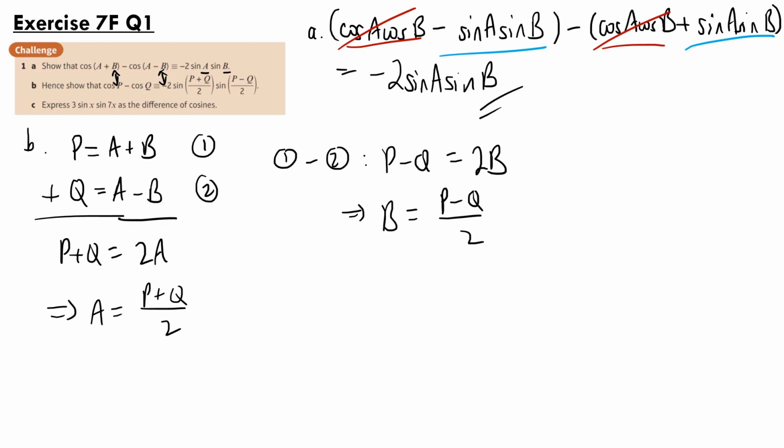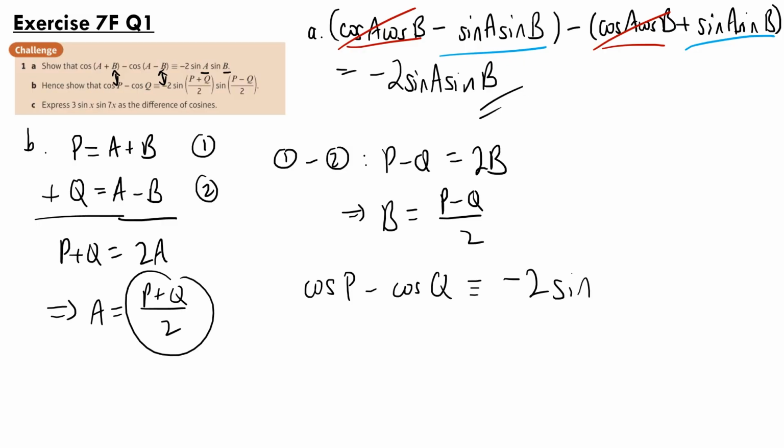And then if we plug them back into the original identity, then we're going to have cos of A plus B, which we now know is P, take away cos of Q is equivalent to minus 2 sine of A, which is now P plus Q over 2, and then sine of B, which is P minus Q over 2, as required.